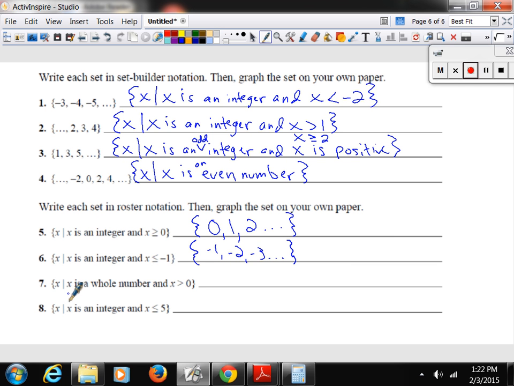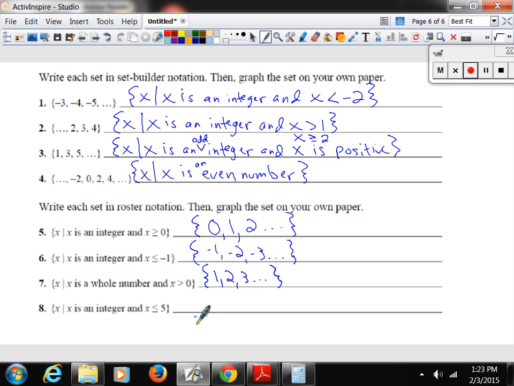Try 7. X such that x is a whole number and x is greater than 0. It's got to be a whole number. It's got to be greater than 0. Check it out and see if you got the same thing I got. Greater than 0 means you don't put 0. Whole numbers means there's no fractions or decimals. So you're just going to do 1, 2, 3, dot, dot, dot, and it could keep counting as high as we could count.